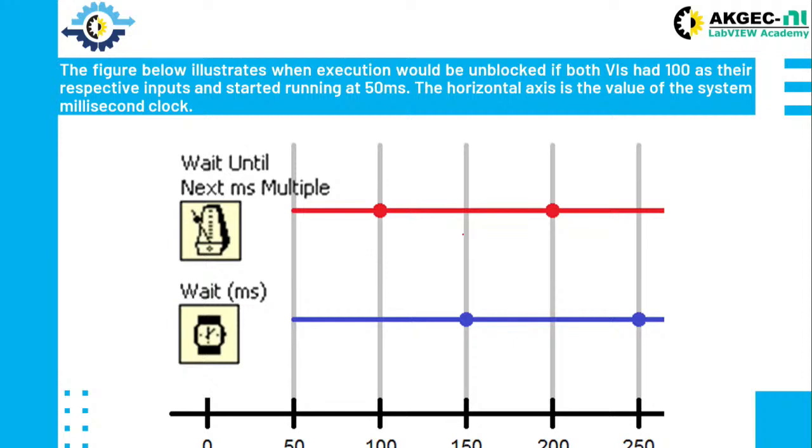The comparison between wait millisecond and wait until next millisecond multiple is that if the wait is 50 milliseconds and the execution time is 100 milliseconds, then in case of wait millisecond, the total iteration time will be 150 milliseconds. But in case of wait until next millisecond multiple, we have only 100, because the 50 will be exhausted within the total duration. So in this way, depending on our application, we can introduce a delay in the for loop and while loop.